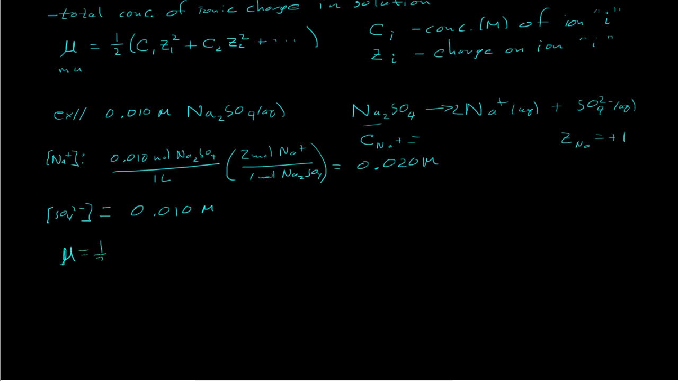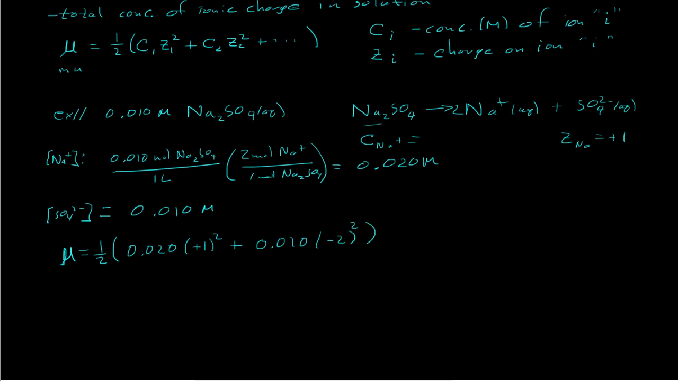So mu is equal to 1/2 times the concentration of our first ion. Let's let that be the sodium. So that's 0.020 molar. And then we're going to multiply that by the charge, which is +1. That gets squared. Then we add that to our other ion that is in solution. That's sulfate. Its concentration is 0.01 molar. And we're going to multiply it by the charge, which is -2.